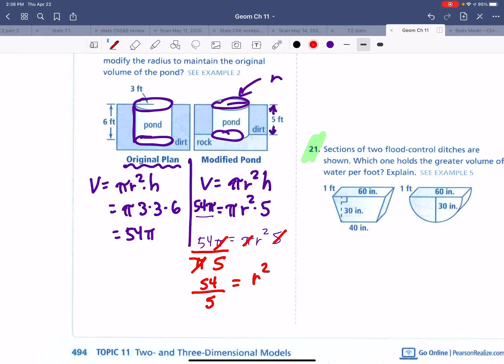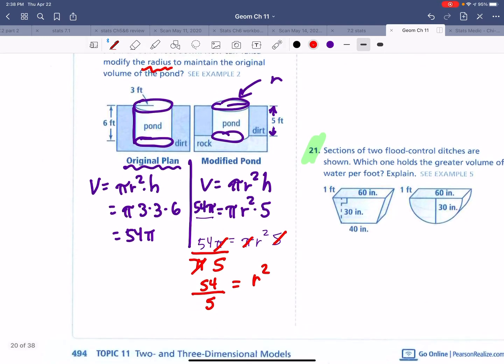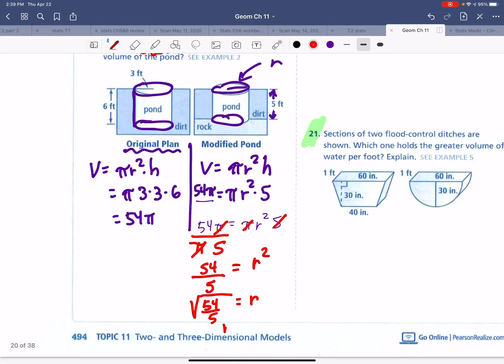But I don't want to know the radius squared. I want to know the radius. So I need to take 54, divide by 5, and then take the square root. It's definitely getting a decimal. Okay, so I get the radius needs to be 3.29.